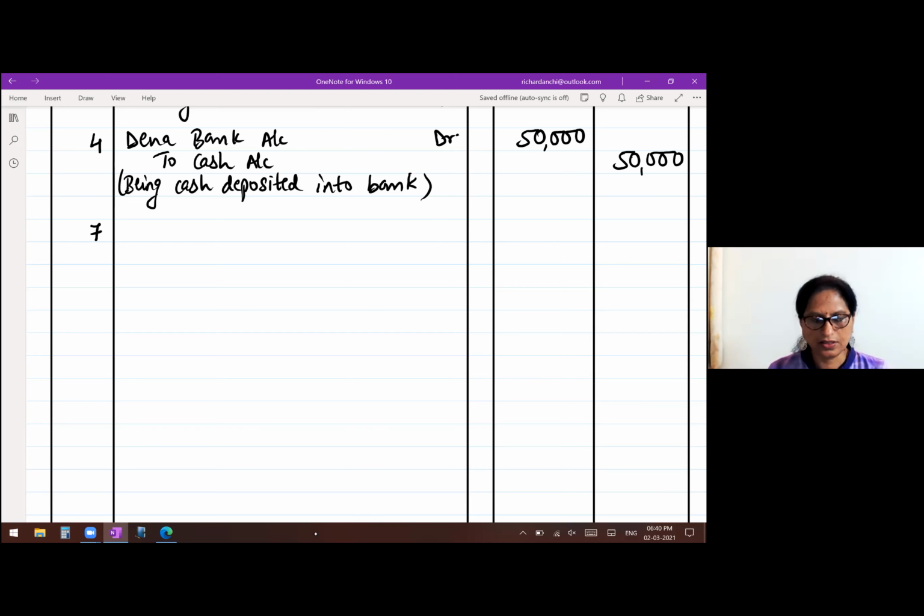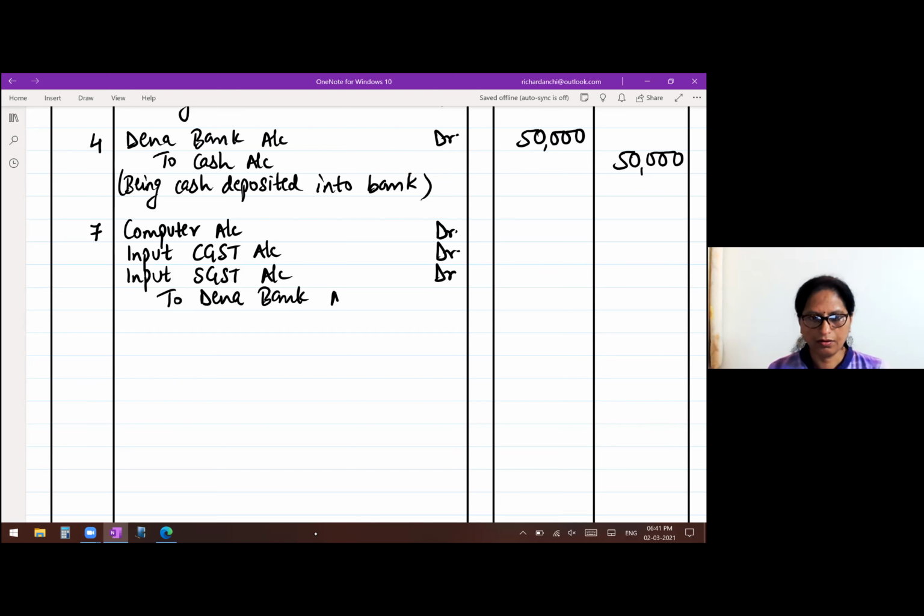Now there is GST. Children, you can first write the entry and then I'll show you the calculations. So write computer account debit. We'll fill in the amounts later. Input GST account, you're purchasing, so input CGST account debit, input SGST account debit, to Dena Bank account. Now you will do the working.